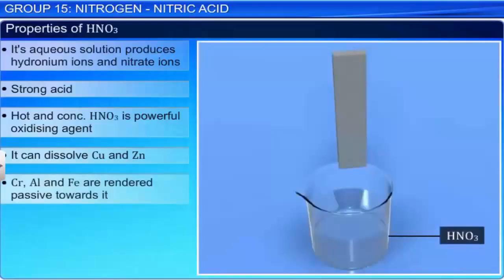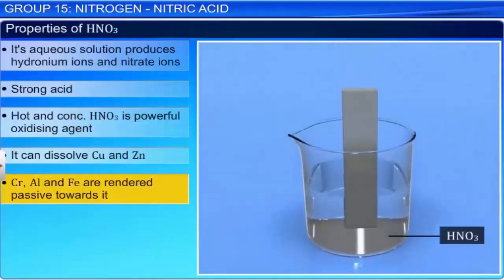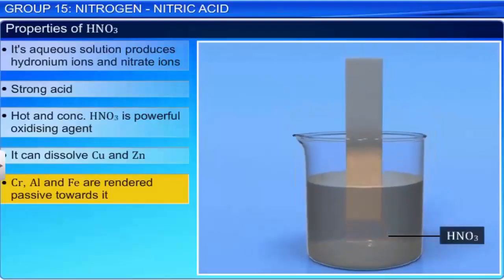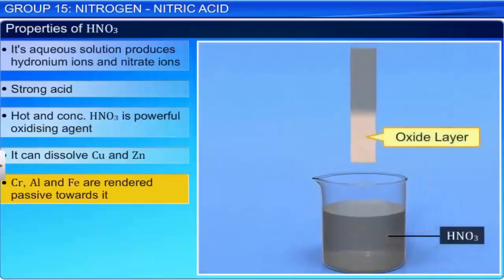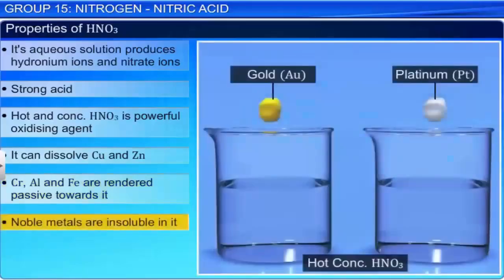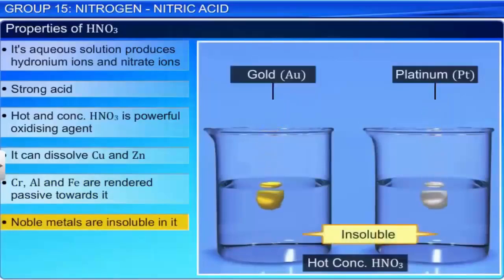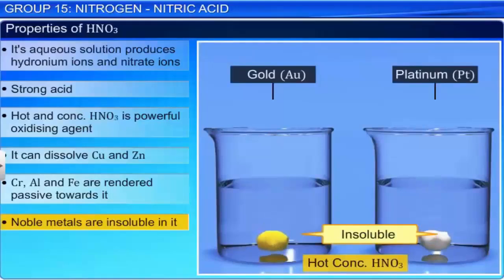Certain metals such as chromium, aluminium and iron are rendered passive towards an attack by nitric acid. This is due to the formation of a thin layer of oxide on the surface of these metals. Noble metals, such as gold and platinum, are insoluble even in hot and concentrated nitric acid.